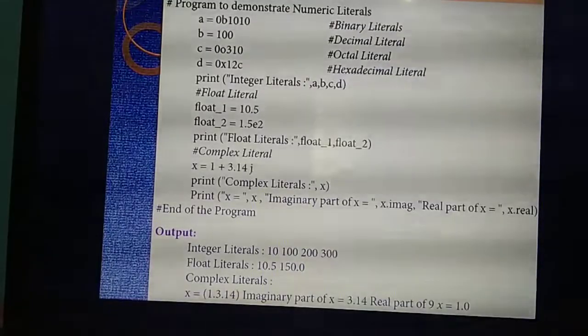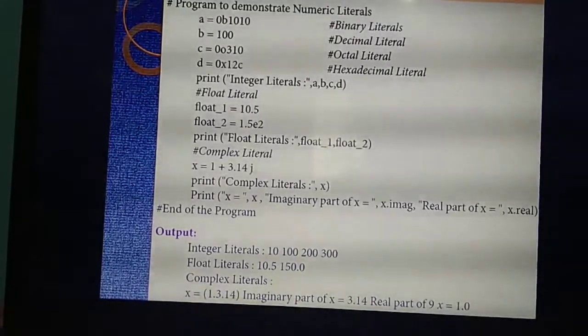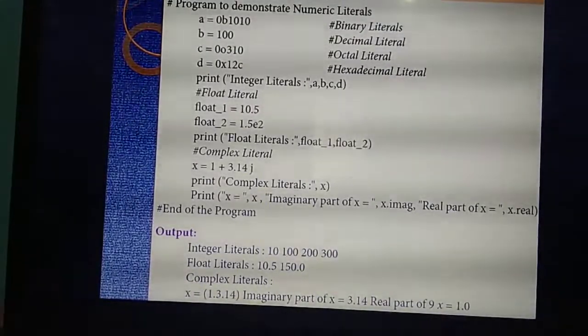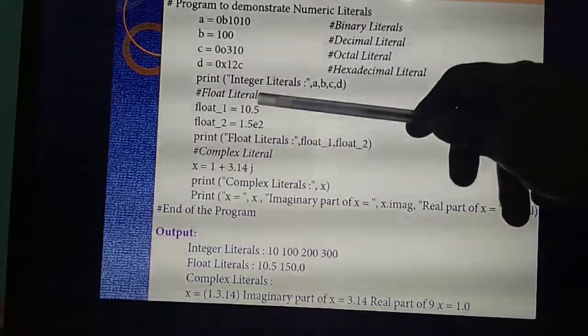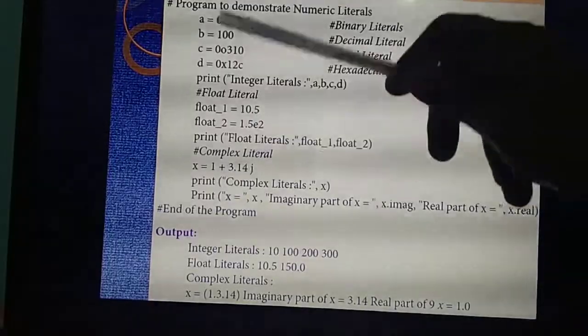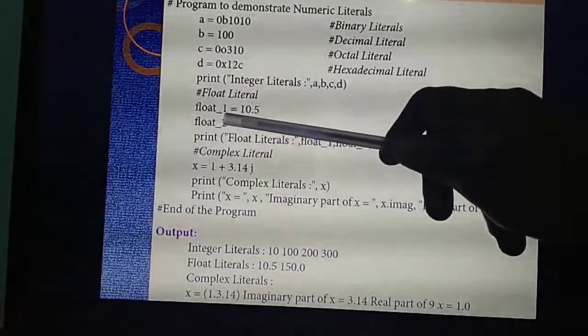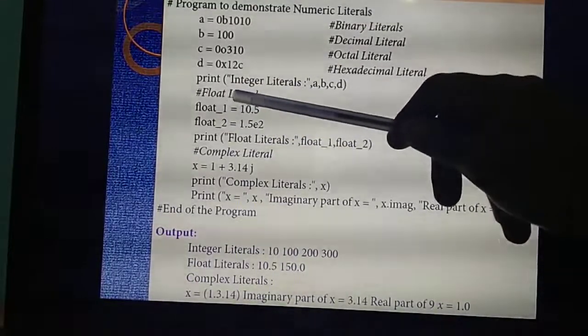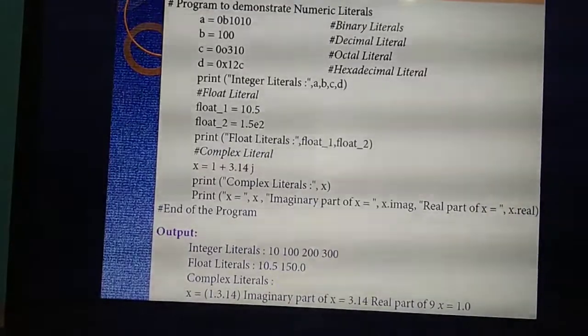3 variables I am going to give what? Integers. That means in number format I am going to print. Yes. Next thing is float literal. So float. There are 2 variables I am giving for float. Float 1 and float 2.